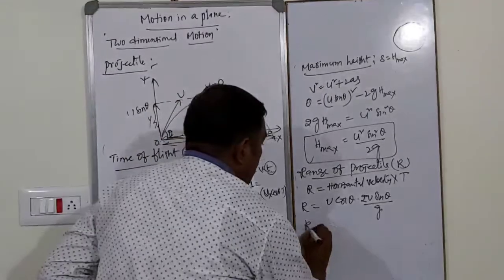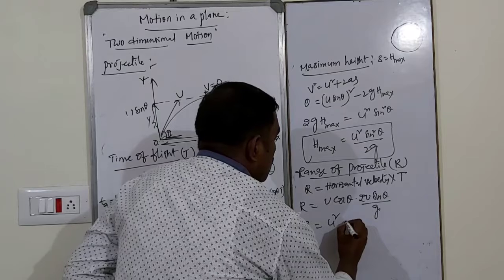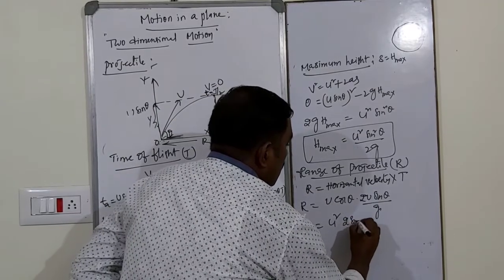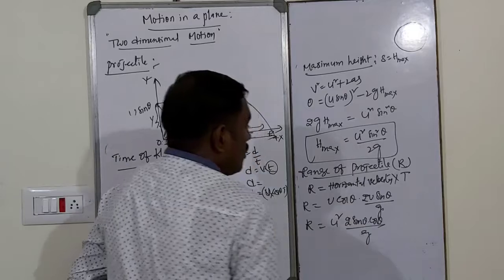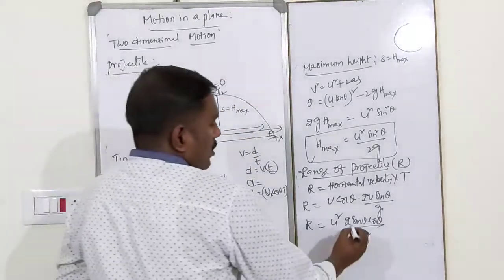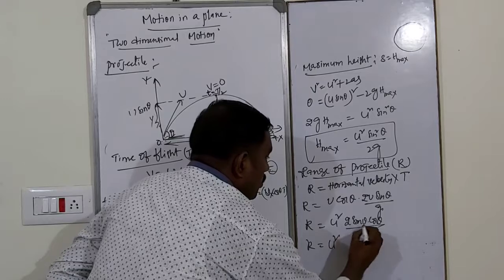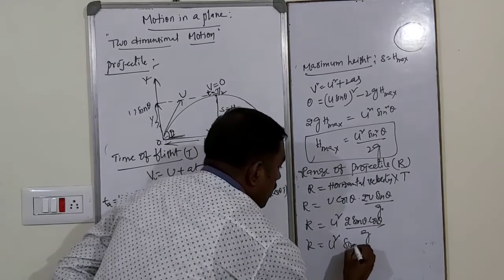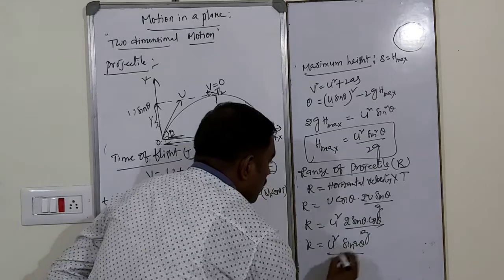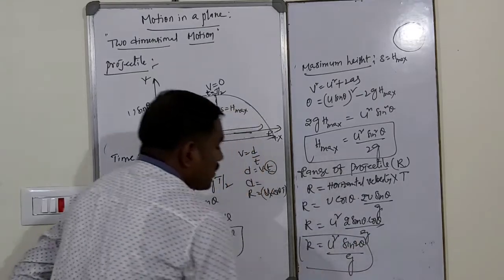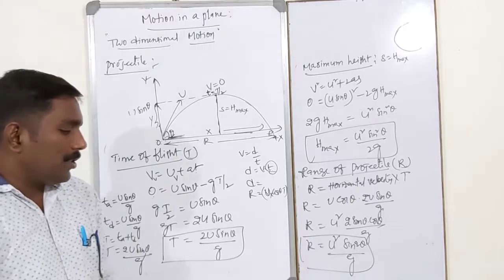Then finally u square, 2 sin theta cos theta by g. So dear students, in this case 2 sin theta cos theta is nothing but sin 2 theta. So R is equal to u square sin 2 theta by g. This is the expression for range of projectile.